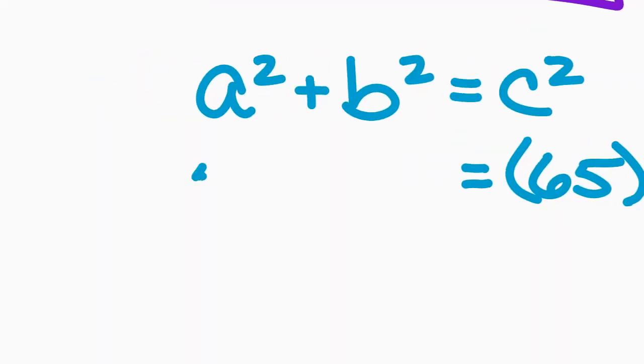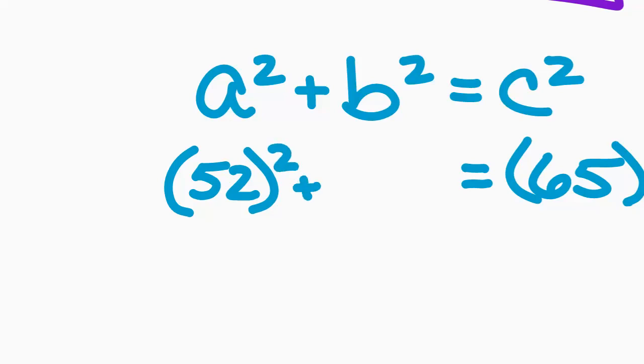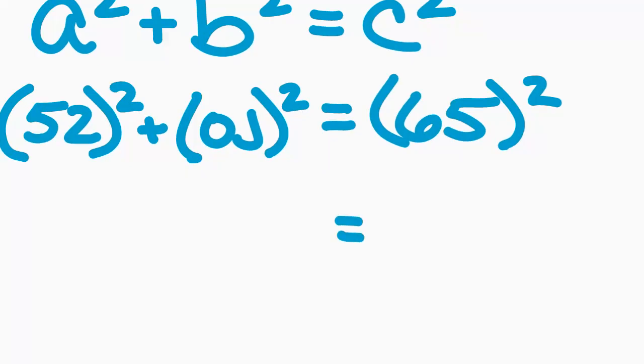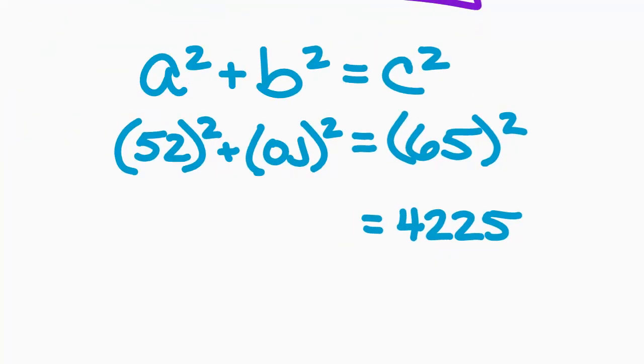52 goes in for one of them. Doesn't matter which. So what should I put in for the other one? OJ. So I have 52 squared plus OJ squared equals 65 squared. Well, I know from the problem that we just got done with that 65 squared is 4225. So I can go ahead and write that down. What is 52 squared? You said 2704.